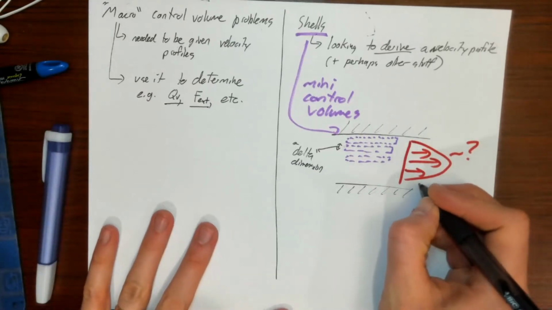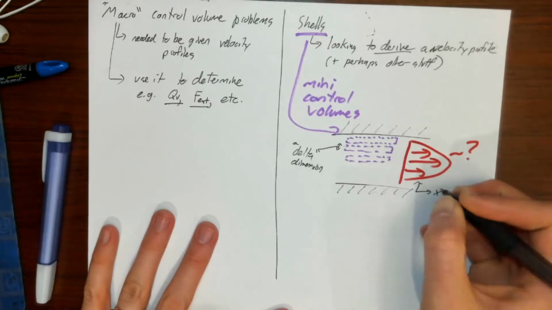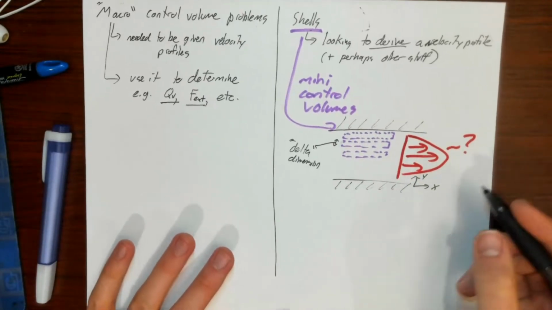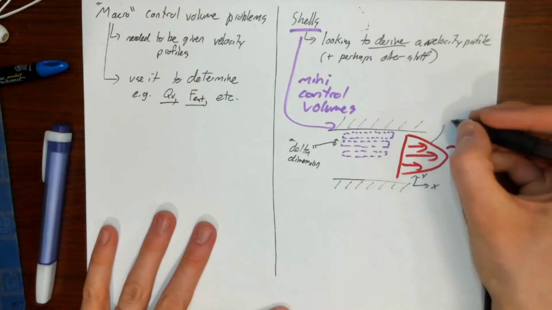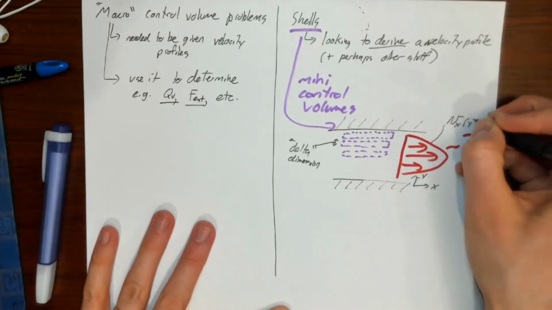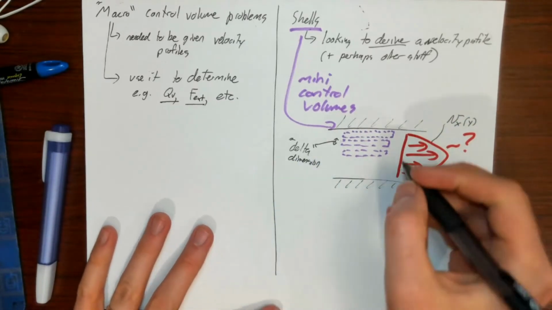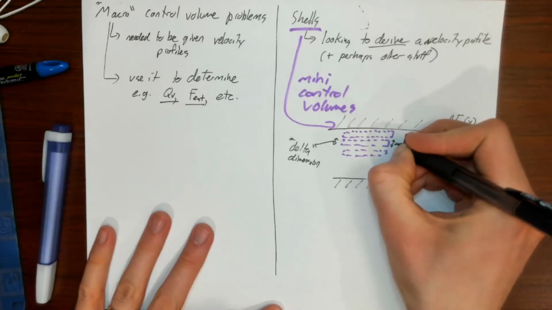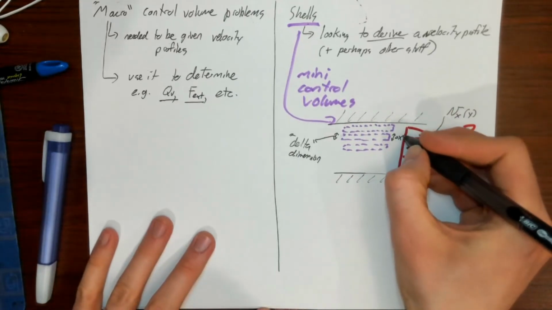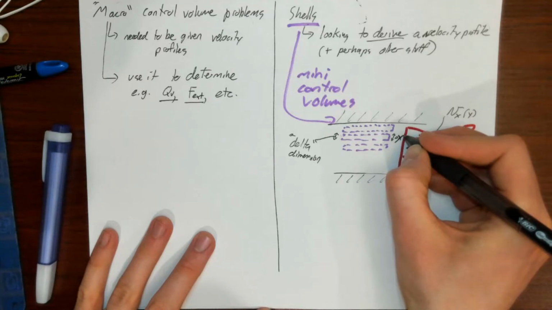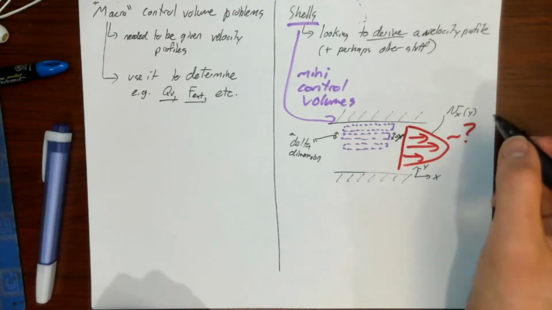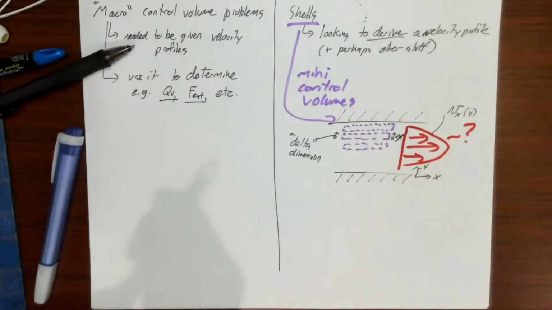So for example, if I had a coordinate system that was x and y right here, I might be looking to derive Vx as a function of y, and I would choose my delta dimension y of my control volume. I would choose my delta dimension to be the dimension along which flow varies, right?